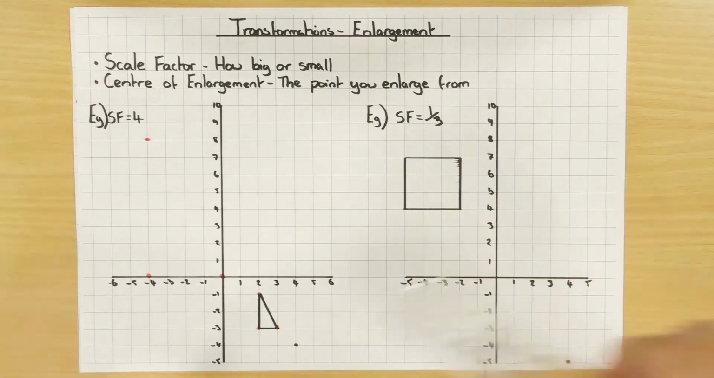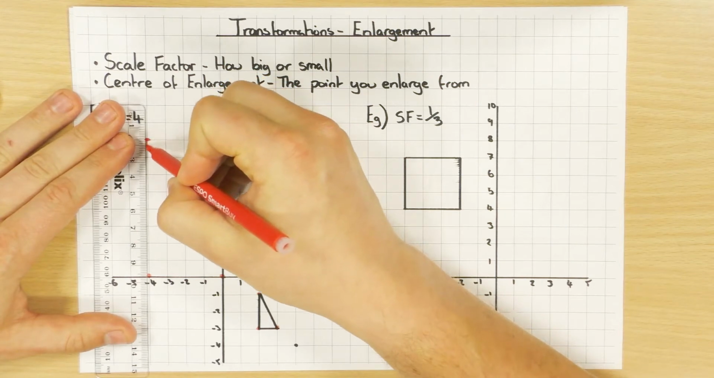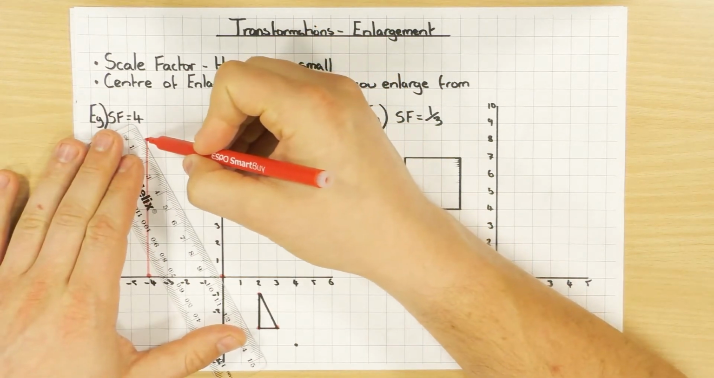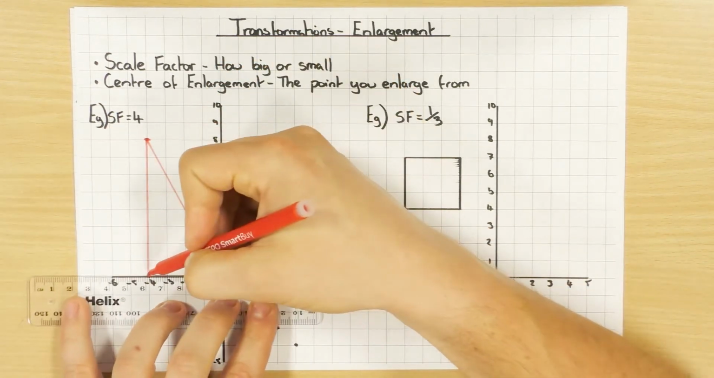Okay, so you can then get your ruler and draw up the points. Like so. I'm going to use a ruler for this one because that shape's quite big.